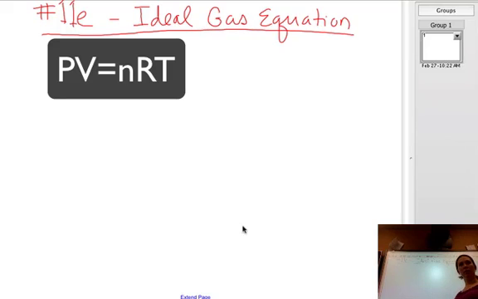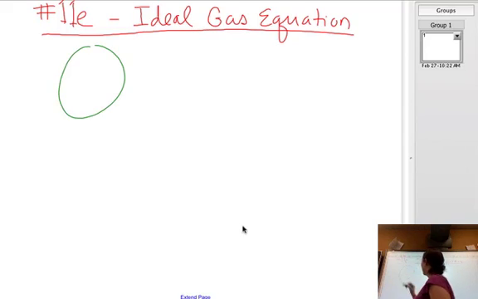Okay, so I want to start talking about the ideal gas equation, which you guys know about Avogadro's law, Boyle's law, Charles' law, Gay-Lussac's law, combined gas law, right? Okay. So I'm going to step back a little bit to kinetic molecular theory. Let's look at a little closed container that has some particles moving around in it, right? They're all going in different directions.